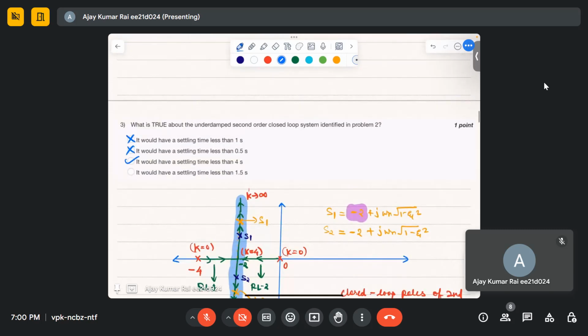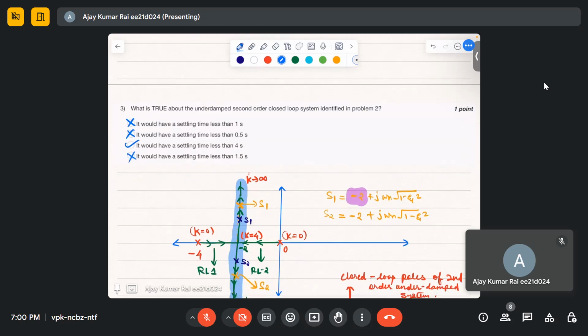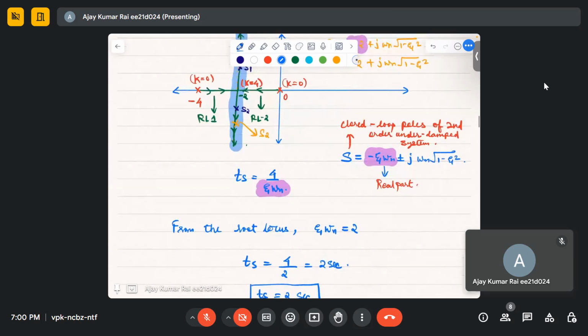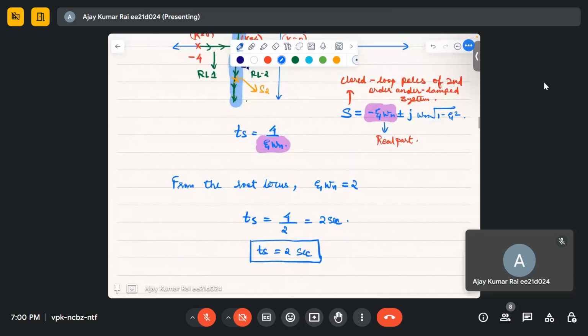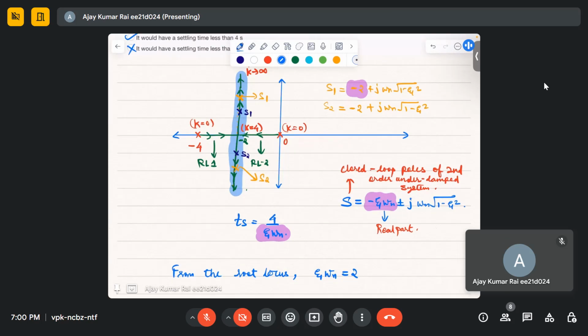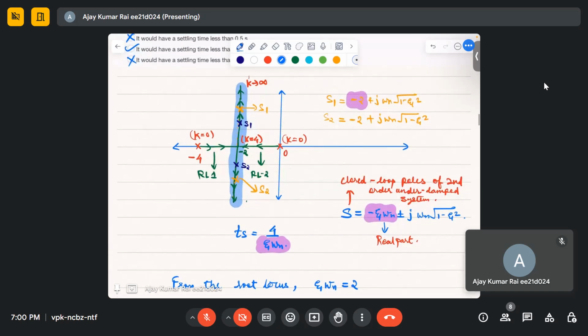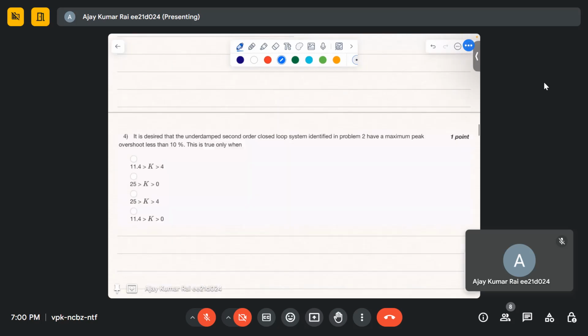The other option, less than 1.5 seconds, is also wrong. So the third option, which says it would have a settling time less than 4 seconds, is true. It will have a settling time of 2 seconds. Any doubt in this question? Very simple. We'll go to the next question.